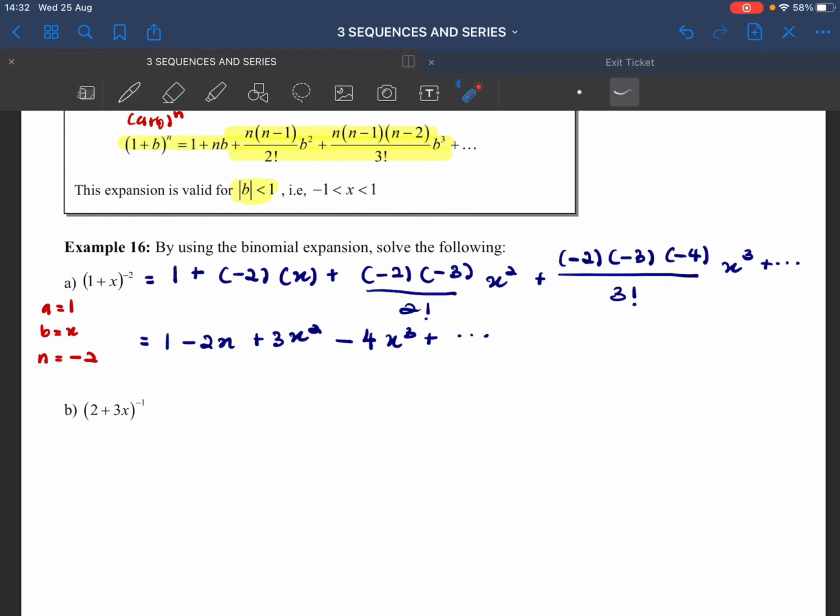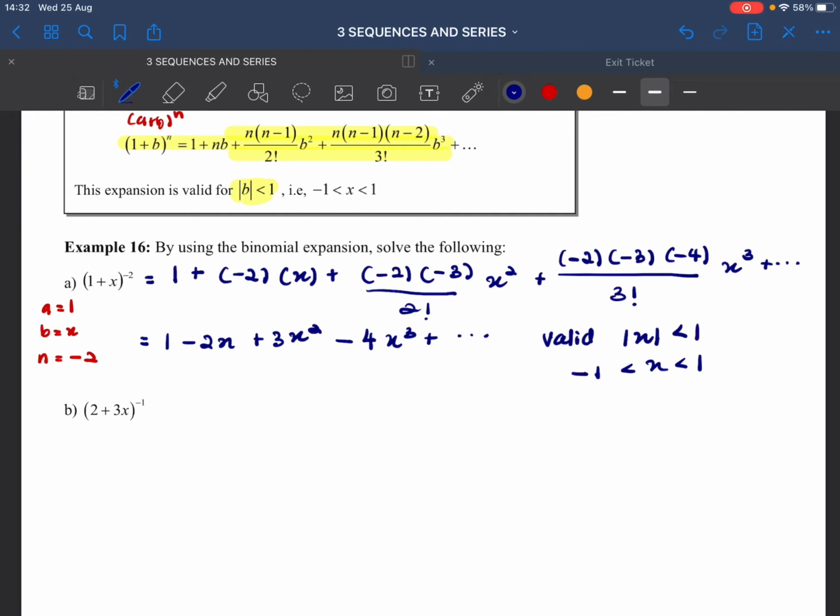Okay, so macam saya cakap, for every expansion we must state the validity. So for this question, valid for, the formula is modulus b less than 1. So we have our b is x, so we will have valid for modulus x less than 1. Or we can also state like this, x is between negative 1 and 1. That is all for expansion for n negative.